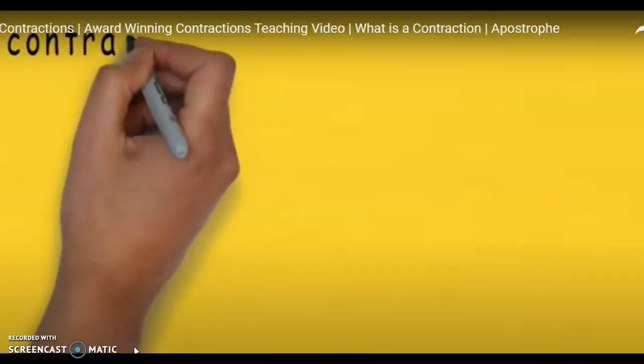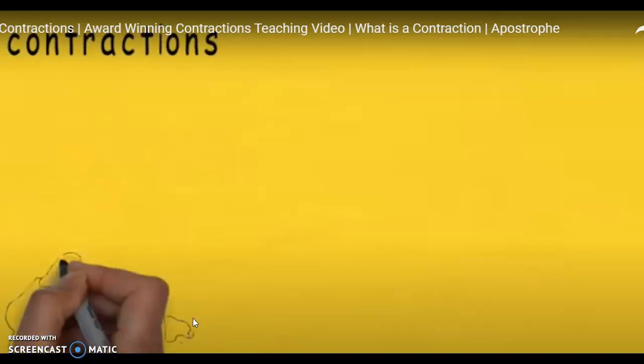Do you remember what other words that we use apostrophes with? We use it with possessive. For example, if I want to say the mother of Joe, I can say Joe's mother. I will write Joe apostrophe S mother.